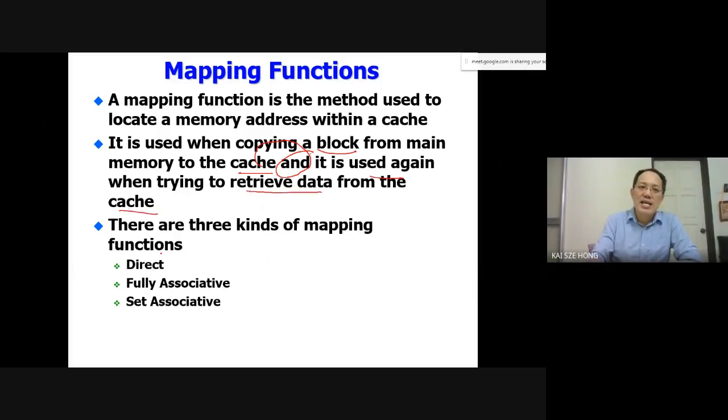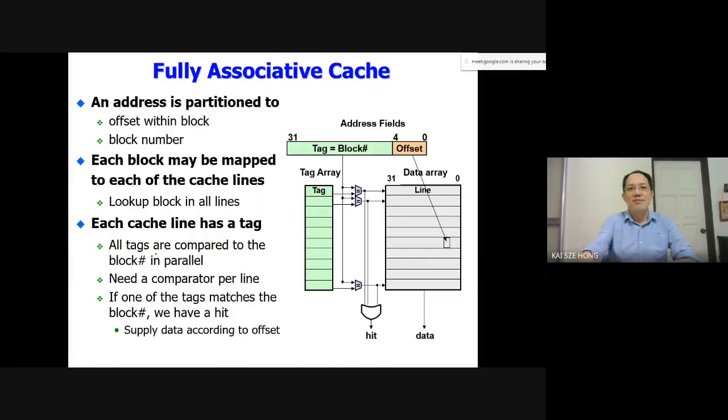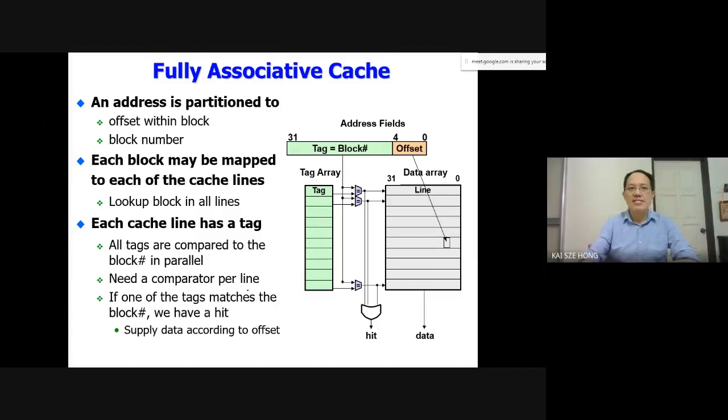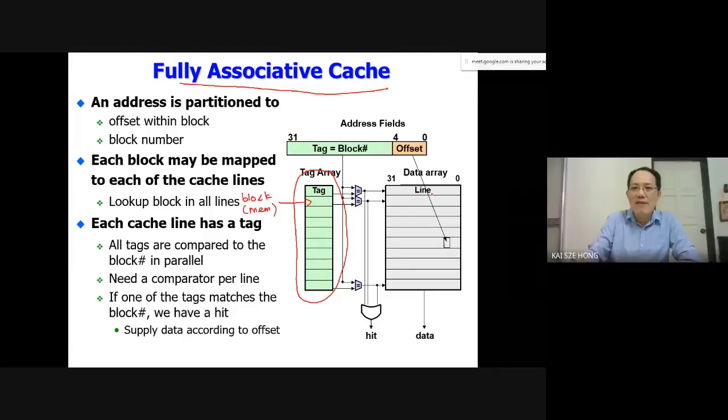So there are three types of mapping functions. As we know, we have direct, fully associative, and also set associative. Let us learn the first type. We will first learn the fully associative cache. For the fully associative cache, we have one tag over here for the cache. This is inside a cache. So this tag is basically to tell you which block inside the memory. So after that, we have a line.